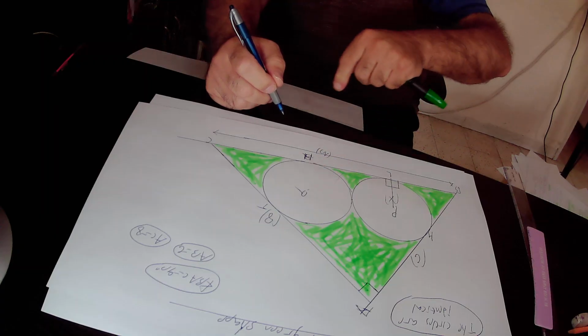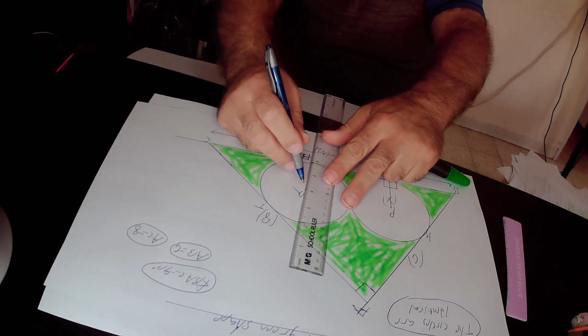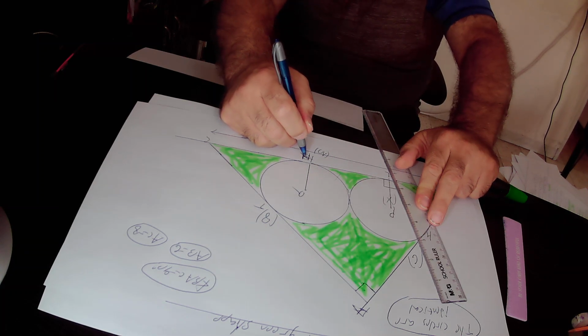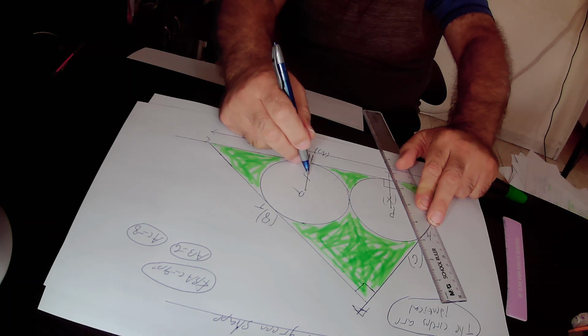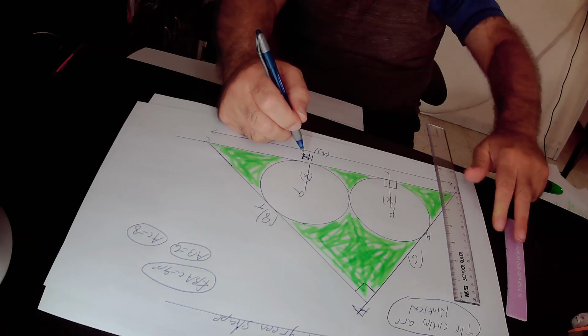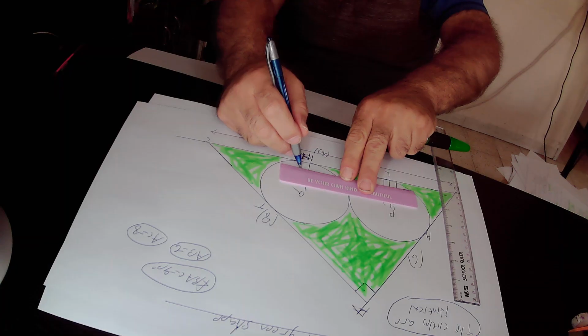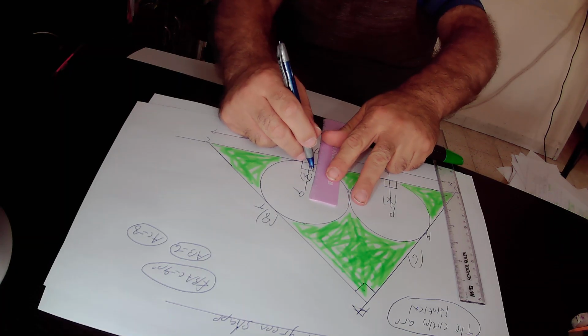And join points Q and N together by a straight line. QN is of course also a radius of this circle, it equals X. According to rule 1, this angle equals 90 degrees, and this angle also equals 90 degrees.